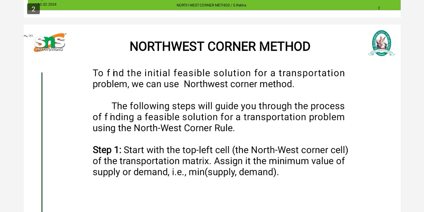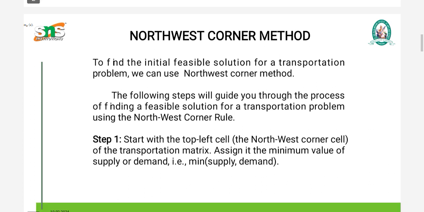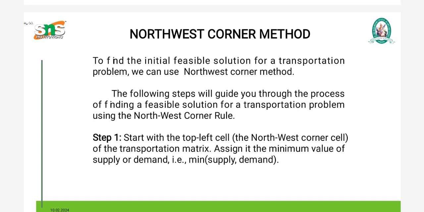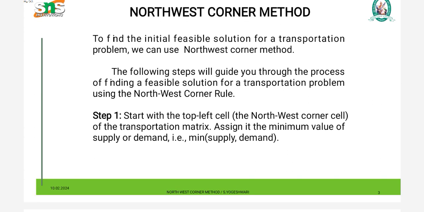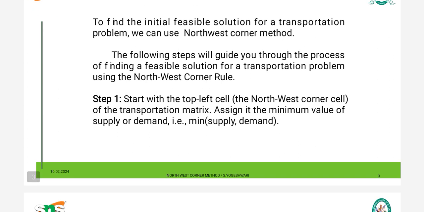Now first we will consider what is meant by northwest corner, shortly called NWC. This method helps to find the initial basic feasible solution for the transportation problem, and it is an interesting one also. Using this method we can minimize the transportation cost. We have three methods, and this is one of the starting methods to find the initial basic feasible solution. Let us start the procedure.